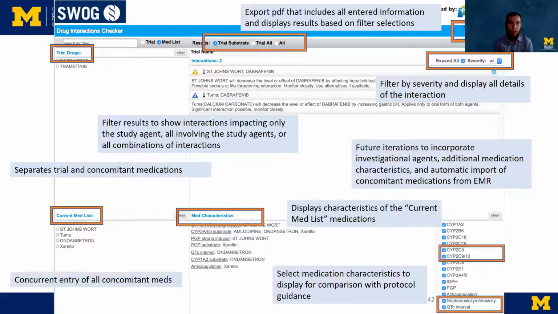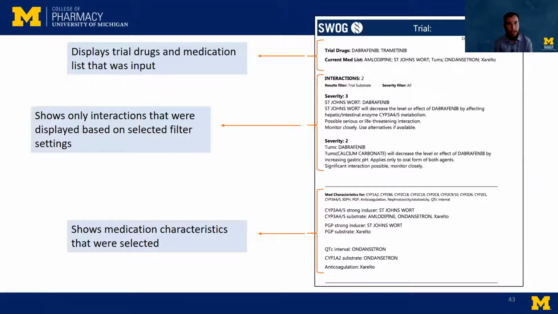And then all the way in the far upper right-hand corner, we have that create PDF button. If you click to the next slide, it'll show you what the PDF looks like. So all the information that you put in terms of the trial drugs, the medication list, the interactions that were found, the medication characteristics, all get dumped into a nice PDF export that you can print and put in the patient's study profile or file away wherever you need it. If we go to the next slide.